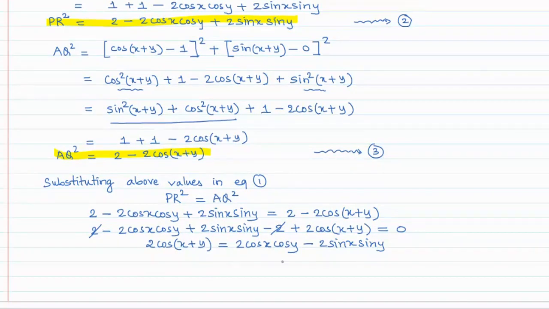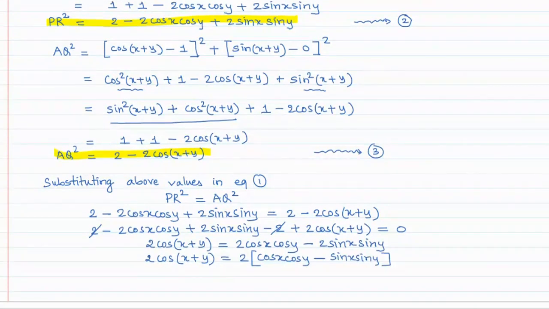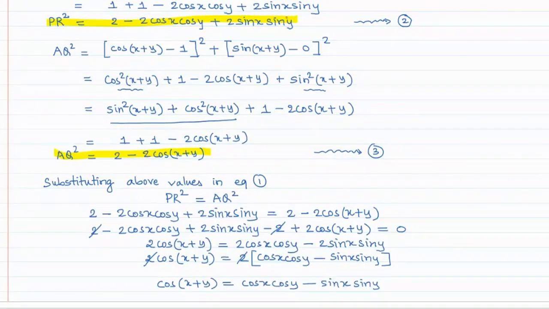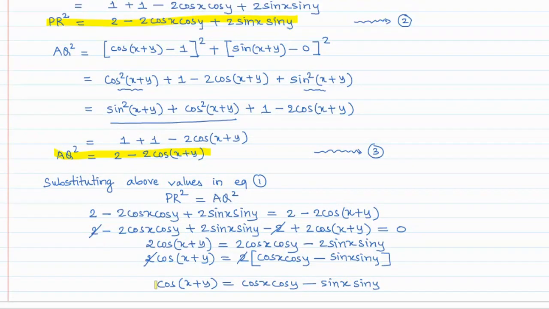Now take out 2 common from all these terms. So 2 cos(x plus y) is equal to 2 (cos x cos y minus sin x sin y). So 2 gets cancelled. So what remains is our final answer, that is cos(x plus y) is equal to cos x into cos y minus sin x into sin y. Hope you have understood the derivation.